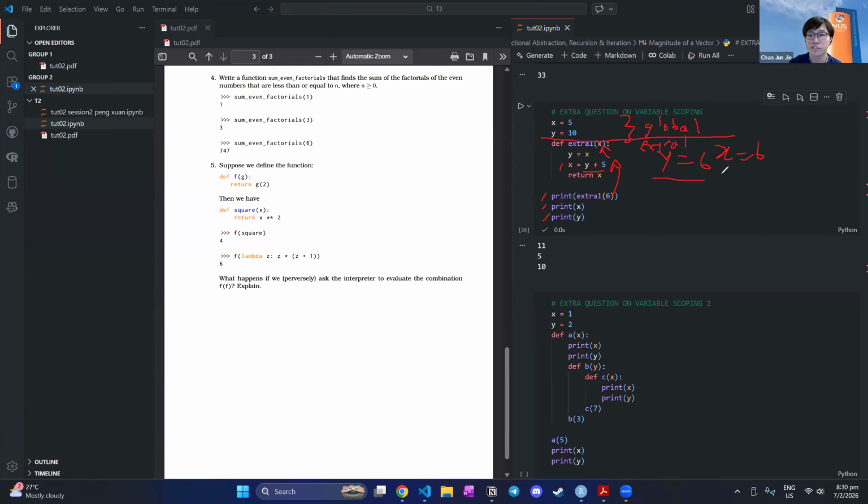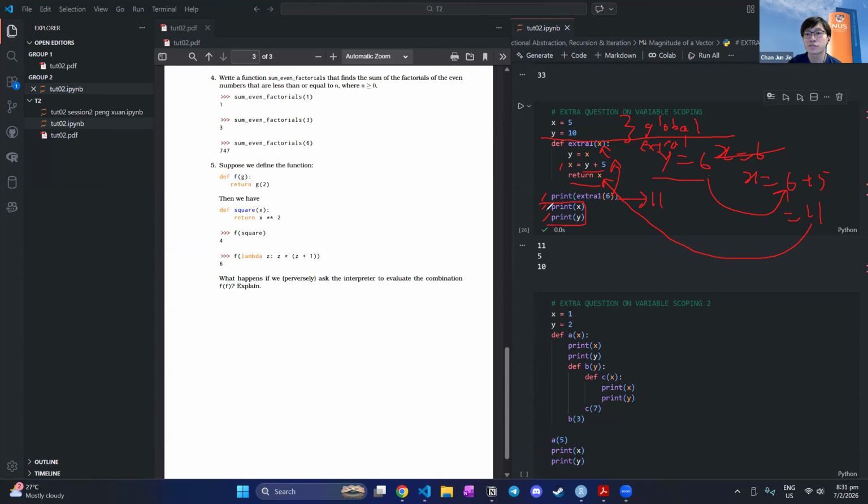You take it from the inner scope, from the current local scope of extra 1. So then x will be overridden to be 6 plus 5 equals 11. So this 11 is what will be passed here. And when you run this, you'll get return 11. So this line returns 11.